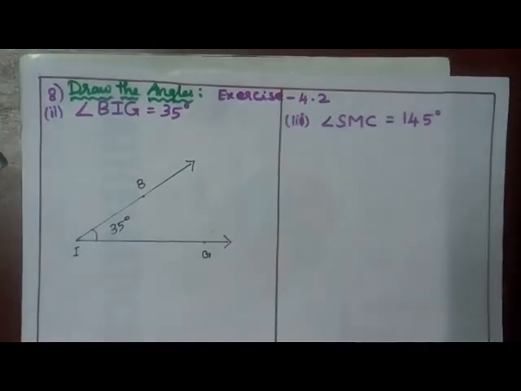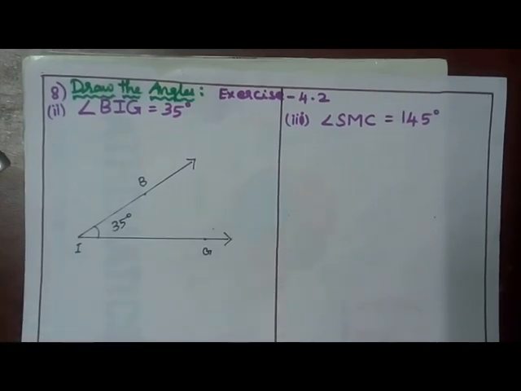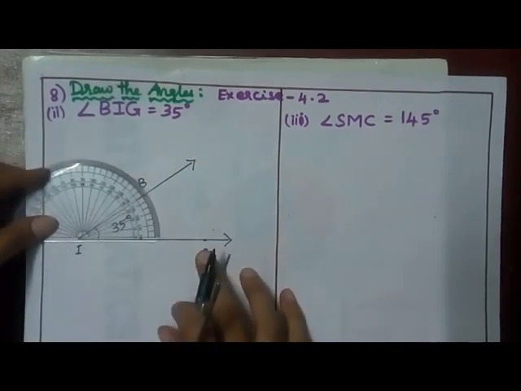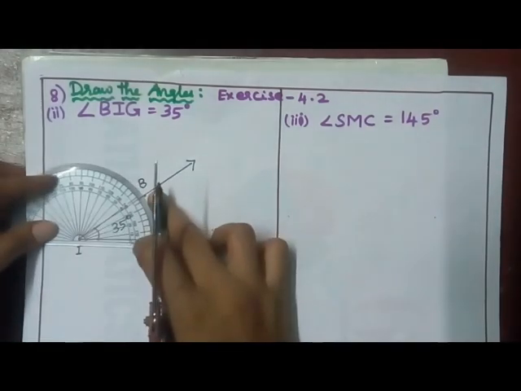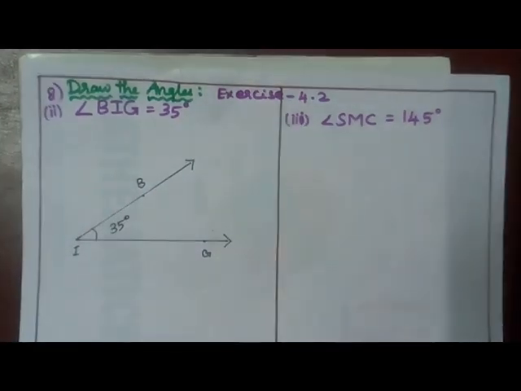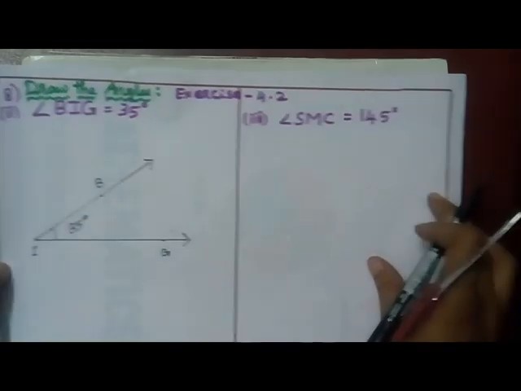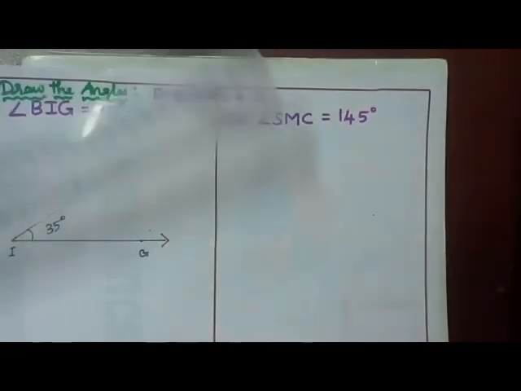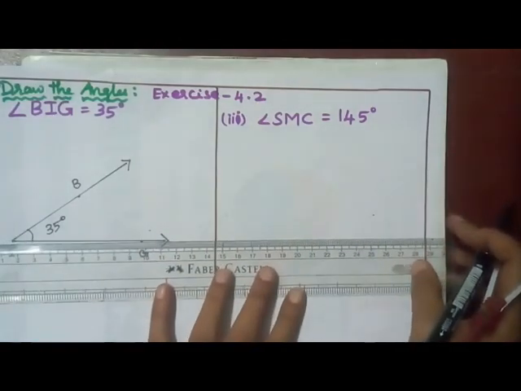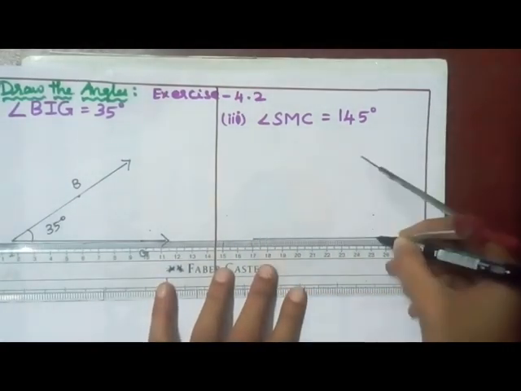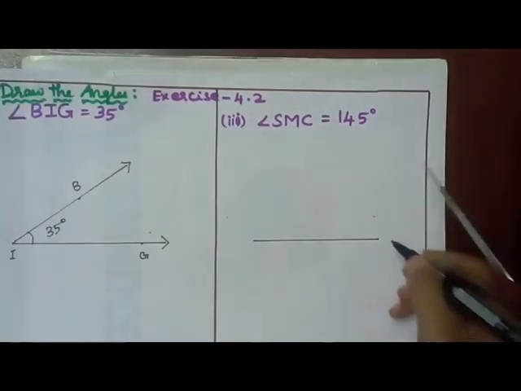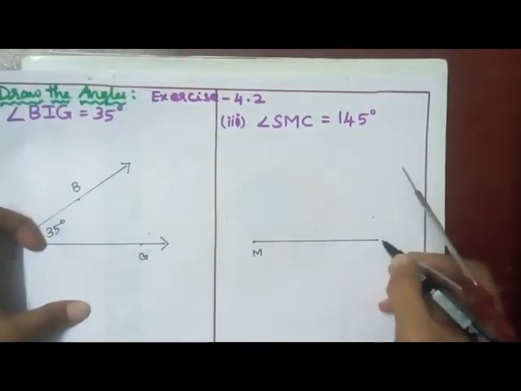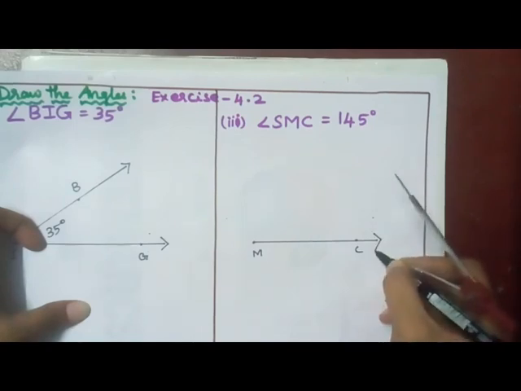Is it clear? Draw a baseline and line up the protractor with the base ray and mark the given angle. We will do one more problem. What is the first step? Draw a baseline. Very good. So draw a baseline, base ray. So mark M and C.